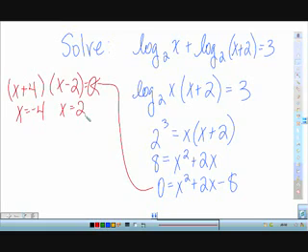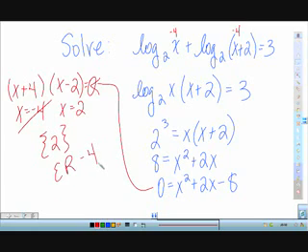And again, come and check your work all the way back at the beginning. And if you try to plug in negative 4, that'll leave you with the log base 2 of a negative. So that is not a solution. So our answer is going to be 2 with an extraneous root of negative 4.